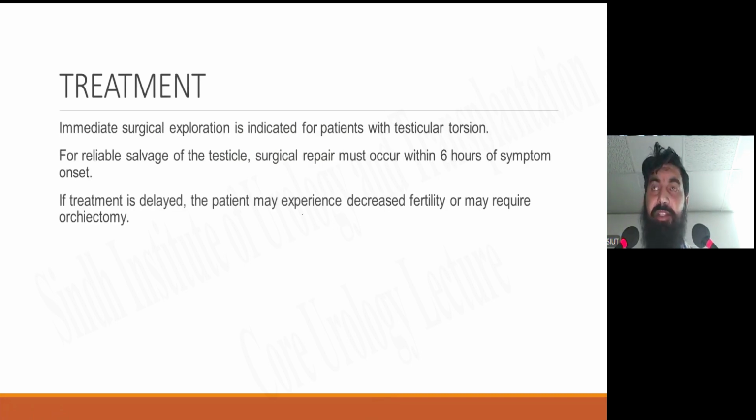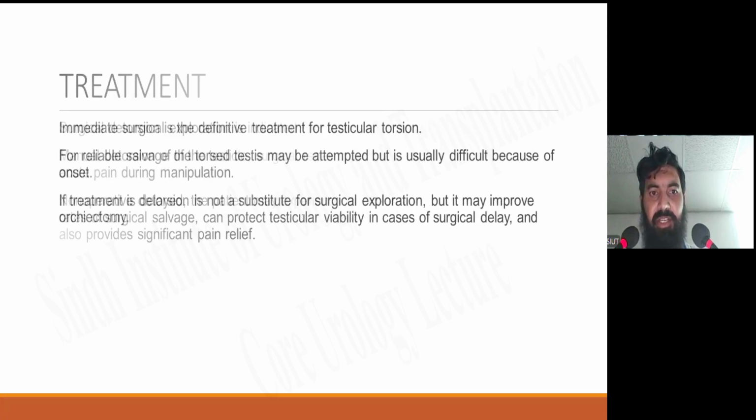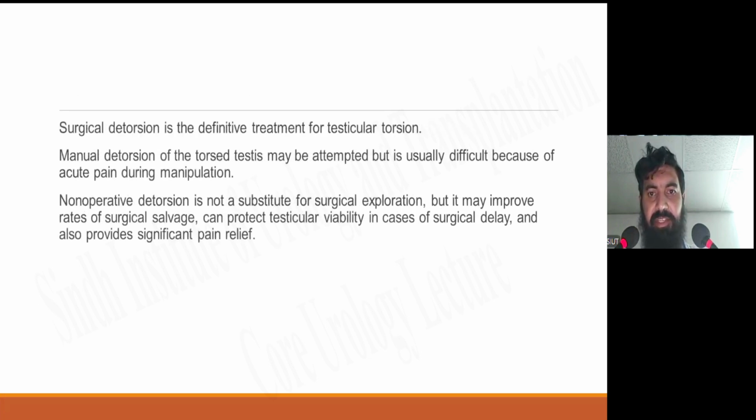The treatment of testicular torsion: immediate surgical exploration is indicated for a patient with testicular torsion. For reliable salvage of the testis, surgical repair must occur within 6 hours of symptom onset. If the treatment is delayed, the patient may experience decreased fertility or may require orchidectomy. Surgical detorsion is the definitive treatment for testicular torsion.